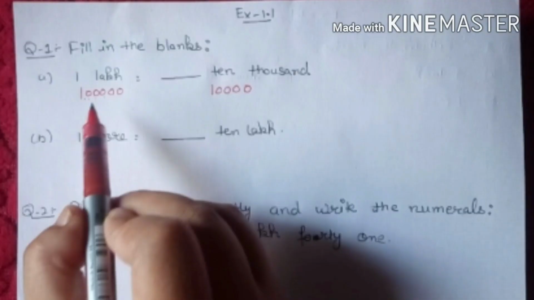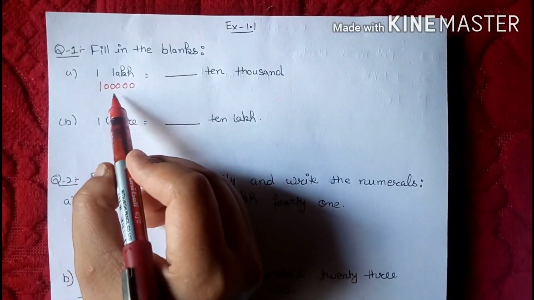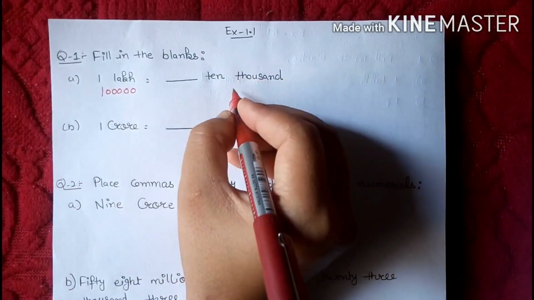In Exercise 1.1, question number 1 is fill in the blanks, and part A is: 1 lakh is equal to dash 10,000. It means in 1 lakh, how many 10,000s are there? So, what would come in place of the blank? For that, first we'll write their values. In 1 lakh, we have 5 zeros, and in 10,000, we have 4 zeros.